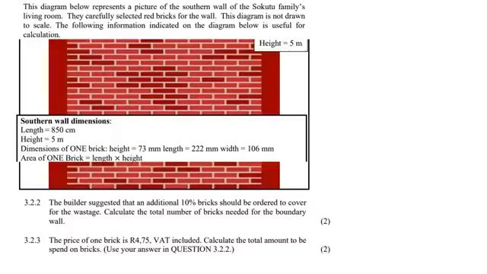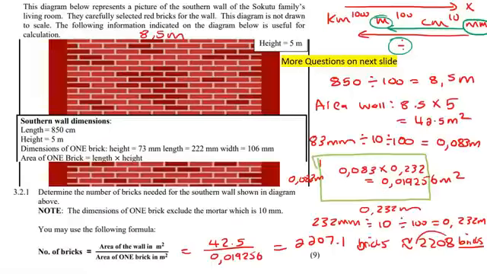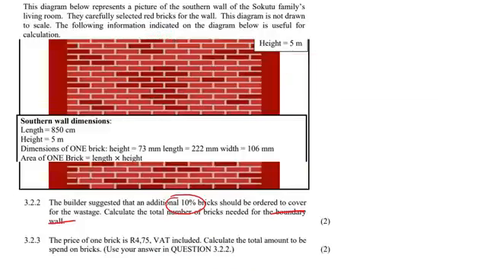The builder suggested that an additional 10% bricks should be ordered to cover for the wastage. Calculate the total number of bricks needed for the boundary wall. Okay, so I don't know what they're talking about with this boundary wall. Don't worry about that. We're just getting an extra 10% of the bricks. So we know from the previous question that we got 2,208 bricks. So we're going to take 10% of that. So 10% of 2,208.